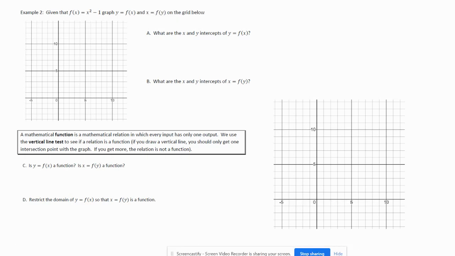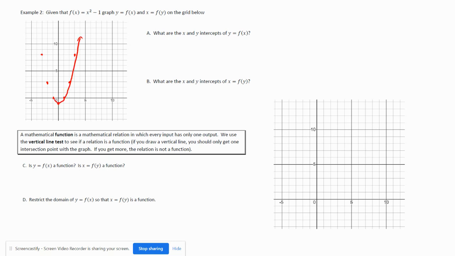Example 2. Given that f(x) = x² - 1, sketch y = f(x) and x = f(y) on the grid below. Here's what x² - 1 is going to look like. We have a vertex at (0, -1). 1 squared is 1, so we go 1 up. 2 to the right, 2 squared is 4, so I'm going 4 up from 1. 2 left, up 4. 3 to the right, 3 squared is 9, so I'm coming up here, and -3 squared is 9, so I'm coming up here as well. So here's my graph of y = f(x).